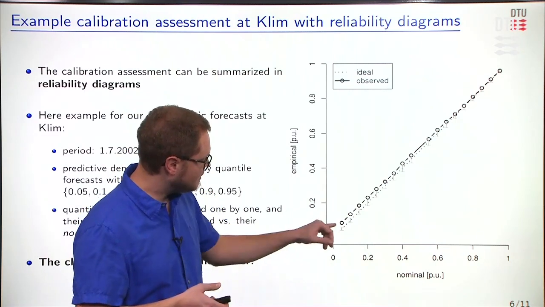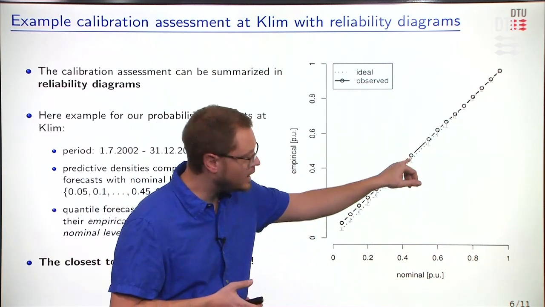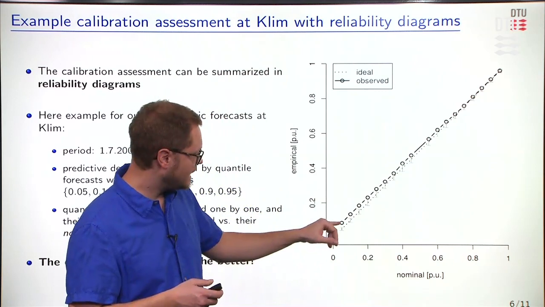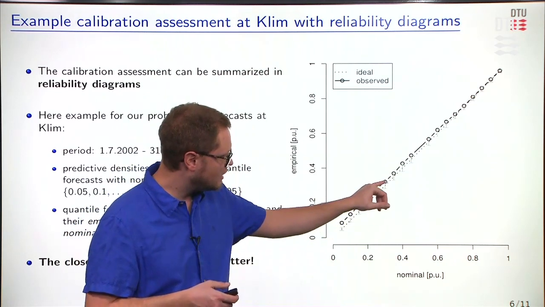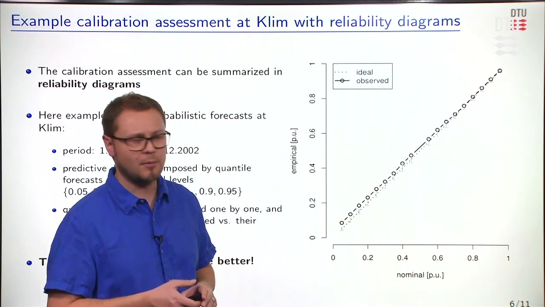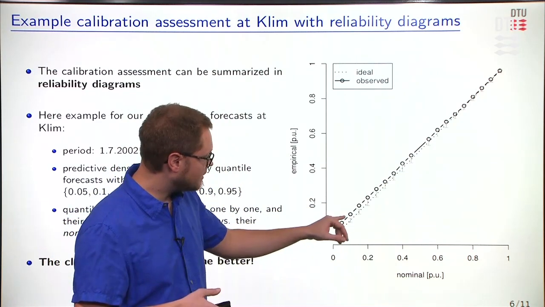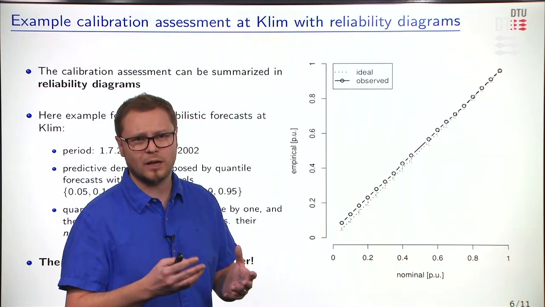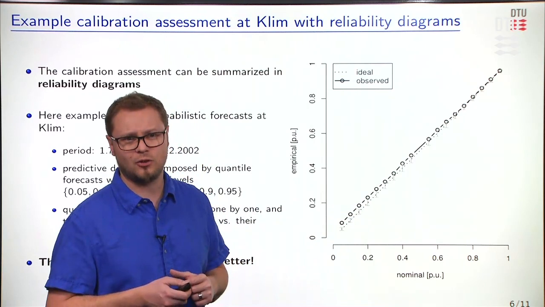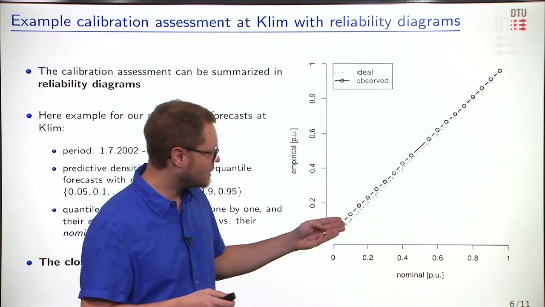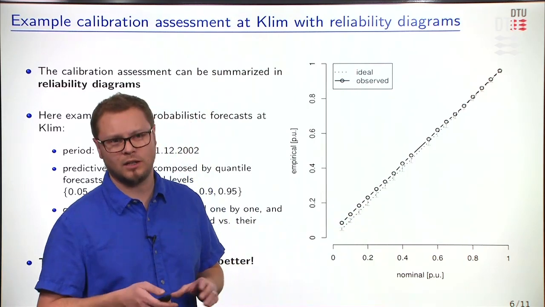In this case here, the assessment we make for Klim for a probabilistic forecast is summarized by these circles in bold and black with lines between them, and you can see that the empirical levels of the quantile forecasts are very close to the diagonal, to this ideal case, so actually our forecast seems to be quite reliable.